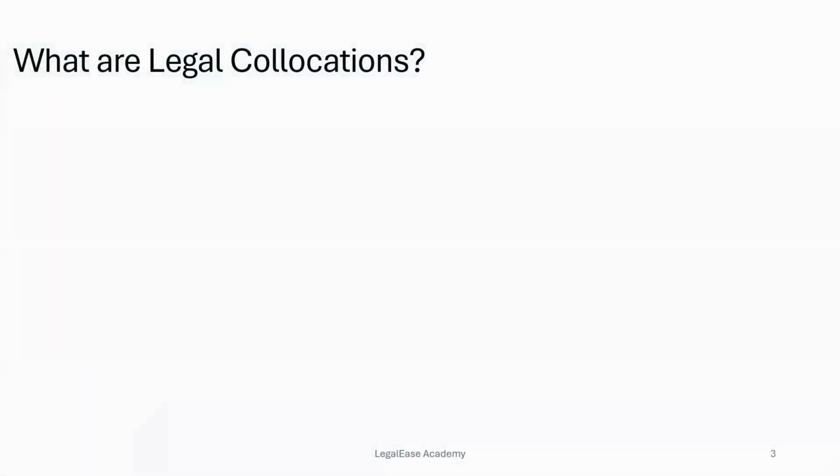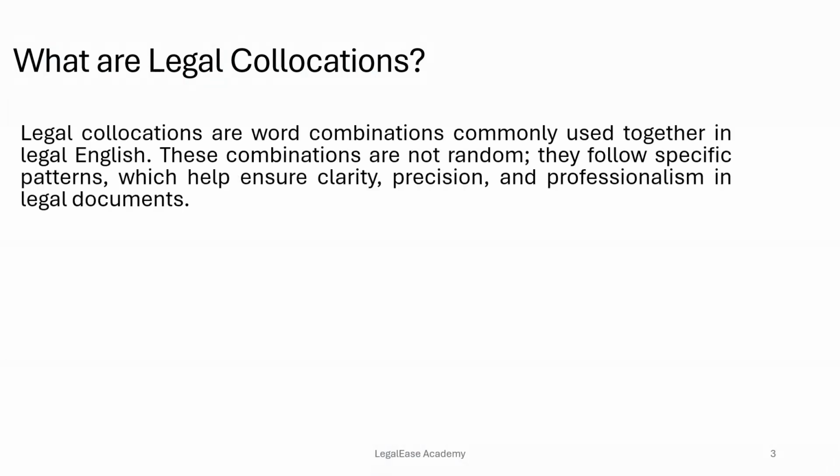So first of all, what are collocations, or specifically legal collocations? Legal collocations are word combinations that are commonly used in legal English. These combinations are not random. They follow very specific patterns, very specific structures, and they form part of the precision of legal English and also the clarity of legal English as well. And they are often conventions in the professionalism of legal communication as well.